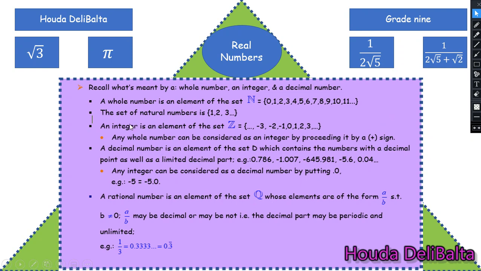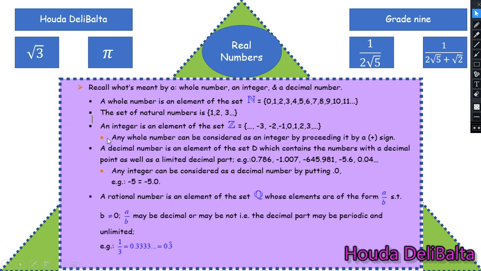Now, the set of natural numbers differs from that of whole numbers by something: 0 is not included in the set of natural numbers. Okay? So the set of natural numbers starts with 1, 2, 3, and so on.